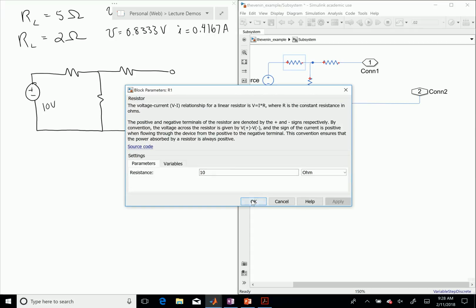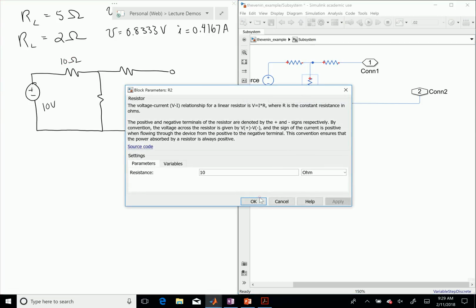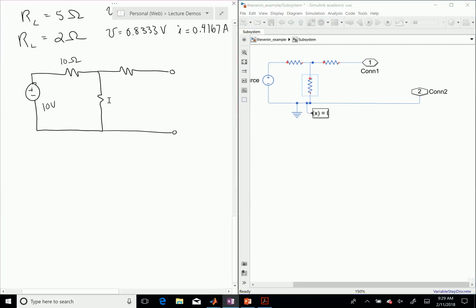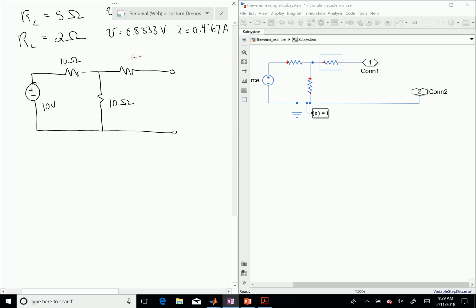This guy is a 10-ohm resistance. This guy is a 10-ohm resistance. And this guy is a 5-ohm resistance. Like that. All right. So now I want to make my Thevenin equivalent circuit looking into this thing.